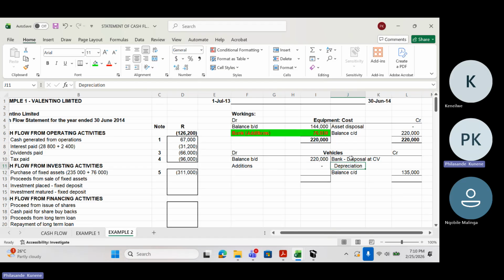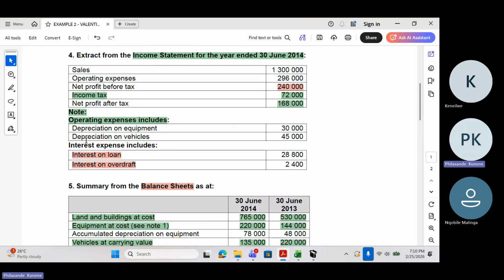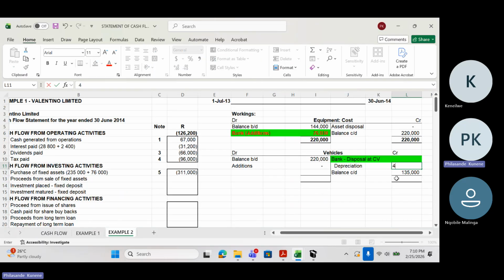Then disposal, that's what I'm looking for. A depreciation, how much is the depreciation for vehicles? Let's go and check. Depreciation on vehicles, we have 45,000 rands. It is here provided to us, 45,000 rands. So I'm going to record it here, which is going to be 45,000 rands. Okay. Then now I need to take my total on my debit side, which is going to be 220,000. And then on my credit side, I need to have 220,000 rands.